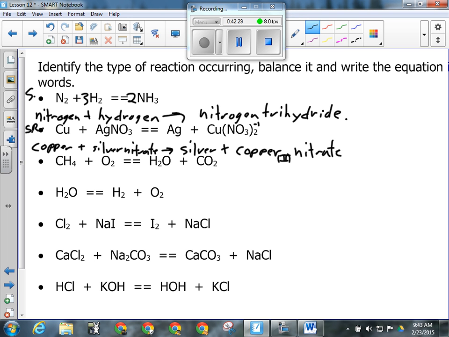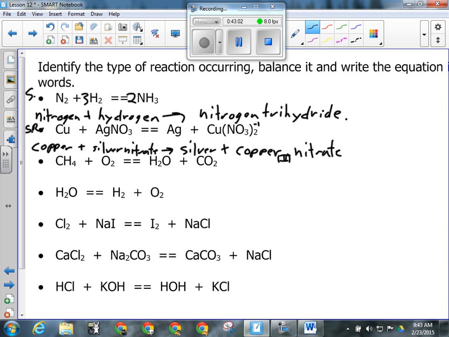Now, what thing should I balance first? Because there's a lot of stuff here that I could balance. What should I balance first? Okay, as a general rule, balance whatever is present in the largest number. Okay, unless it's oxygen. We'll get to that. Right now, nitrate is present in the largest number. There's a 2 beside nitrate over here. Everything else is a 1. All right, so I'm going to balance nitrate first. There's 2 nitrates over here, but there's only how many over here?